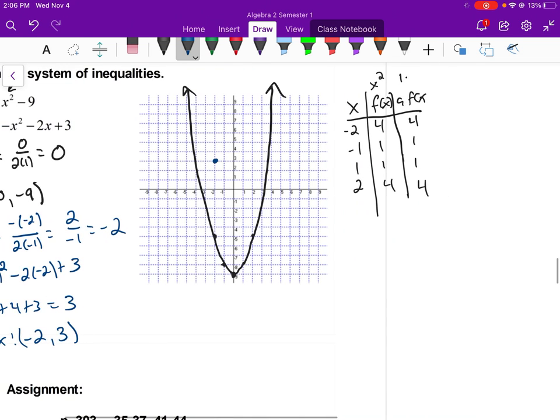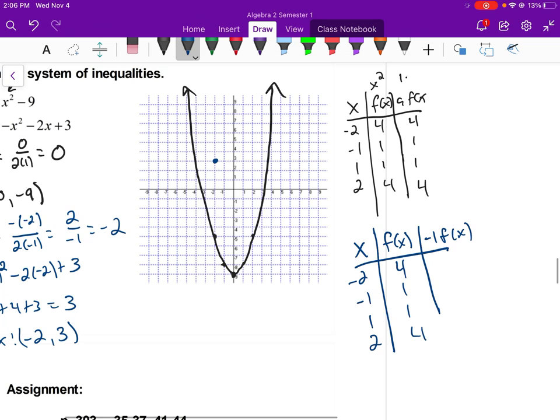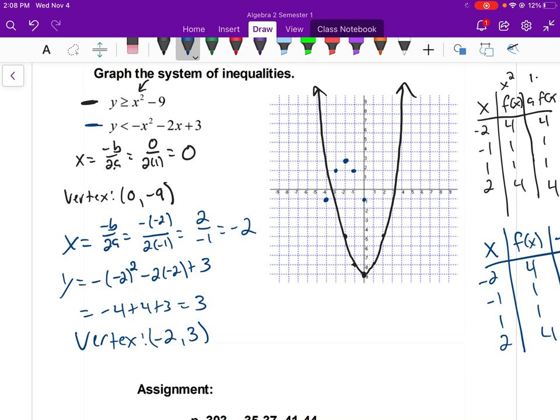Now, for this one, the only thing that's going to change is that the a value was negative 1. So negative 2, negative 1, 1, 2, then 4, 1, 1, 4, multiplying by that negative 1, we get that. So instead of going left 2 up 4, we're going left 2 down 4, and then left 1, right 1, down 1. Now, for this graph, it is just less than, so in this case, we're going to have a dashed parabola.